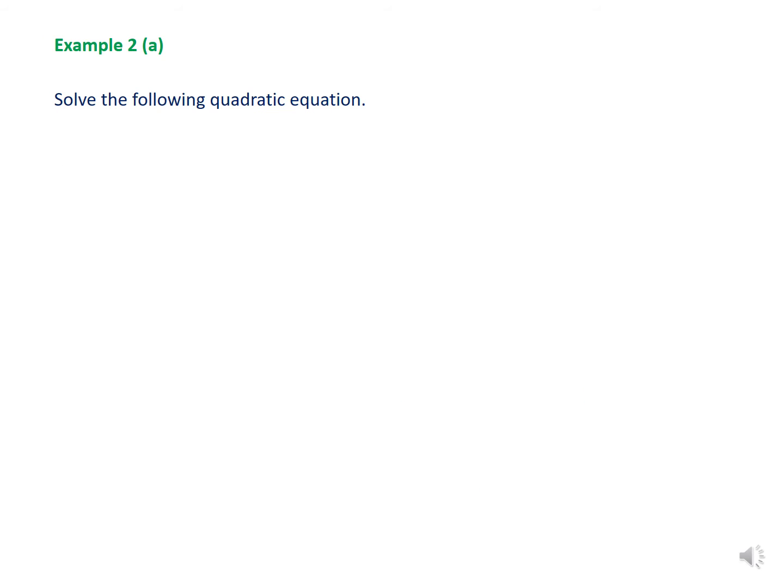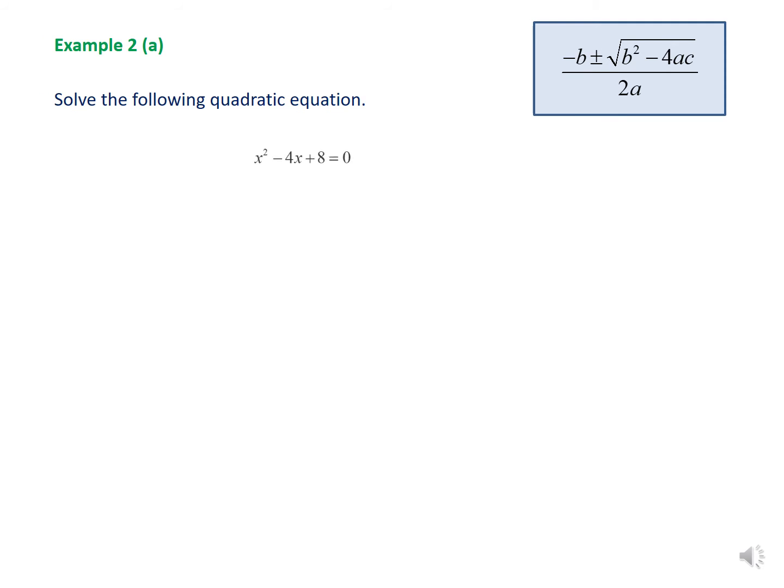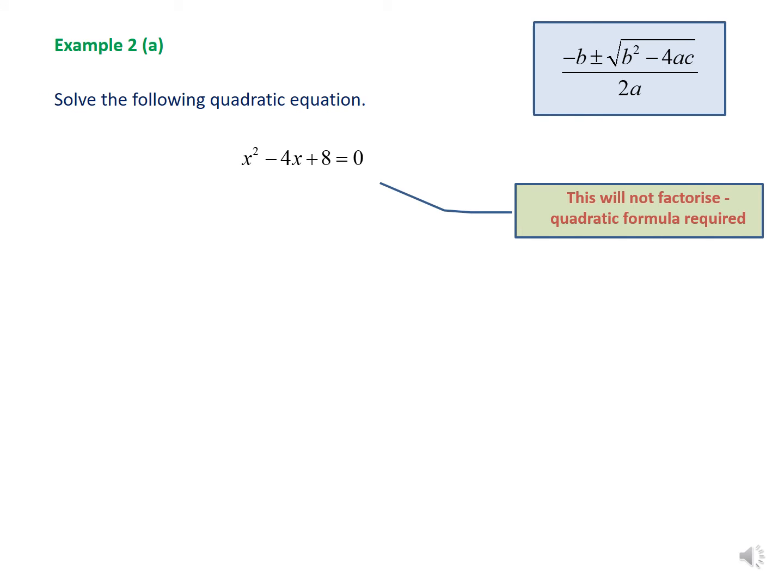So on to the second example, solving a quadratic equation. We're given here x squared minus 4x plus 8 is equal to 0. So normally we would attempt to factorise this, and if we found it didn't factorise we would use the quadratic formula, and the reminder is given there in the top right hand corner. So we'll substitute the numbers in to the quadratic formula. So we're substituting in the values for a, b and c.